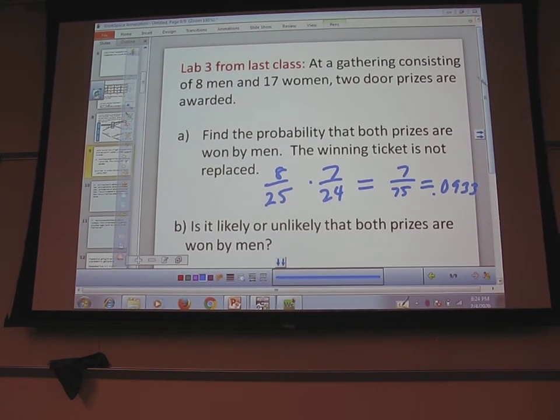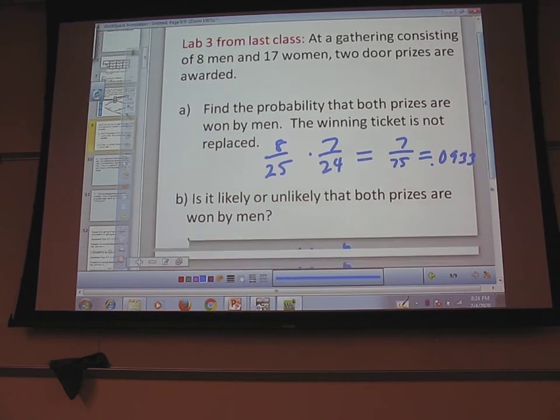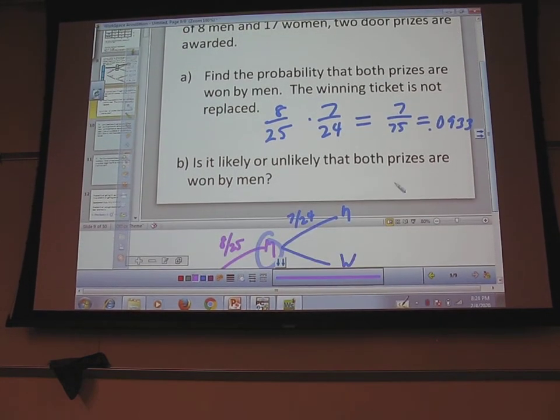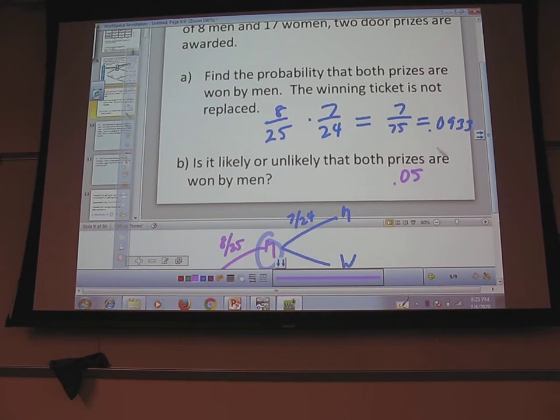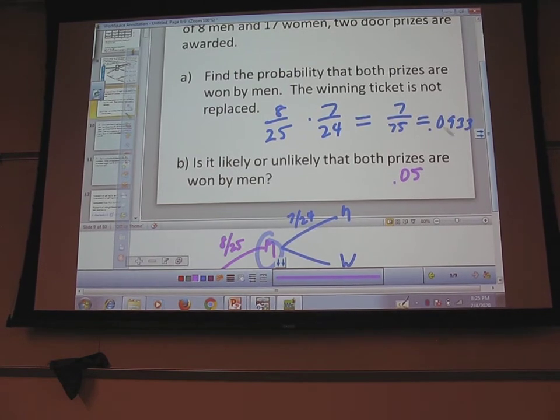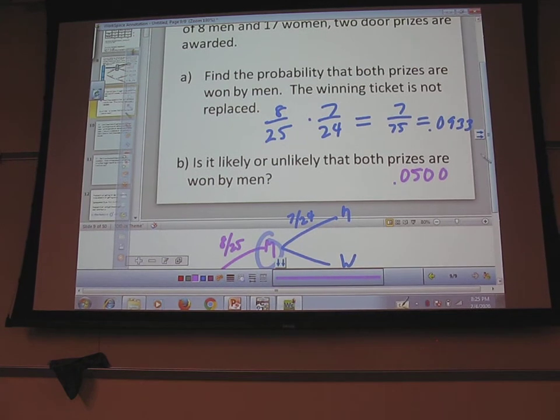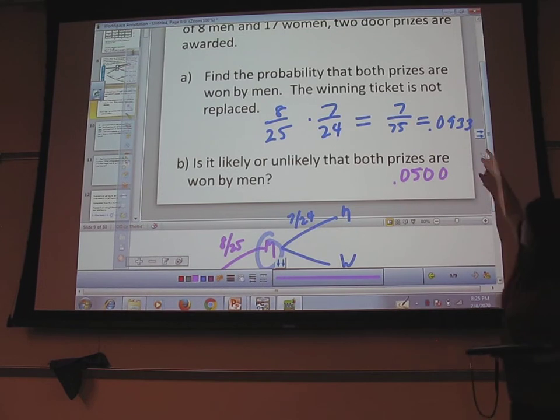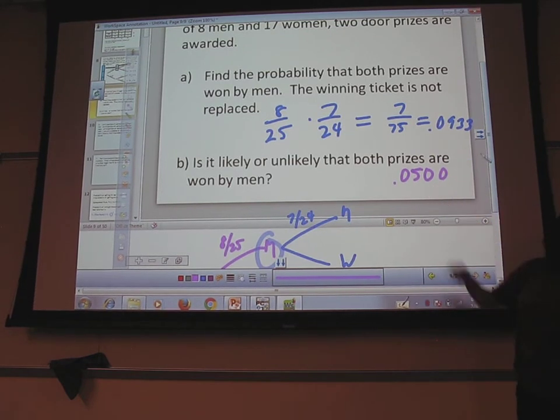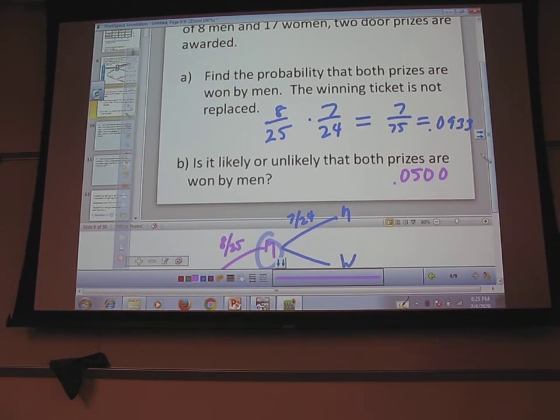Or, alternatively, you could say that 5% is like 5 cents, so it's 0.05. And if you don't like comparing decimals like this, just give them the same number of decimal places. This has 4. Make this one have 4, so you compare it better, 500 to 933. And you can see that clearly this is not this or less. So it is not unlikely.